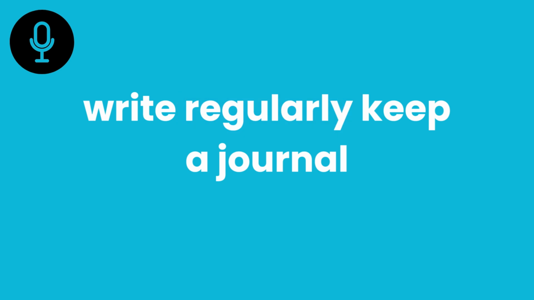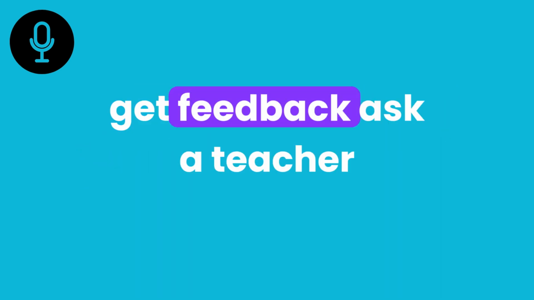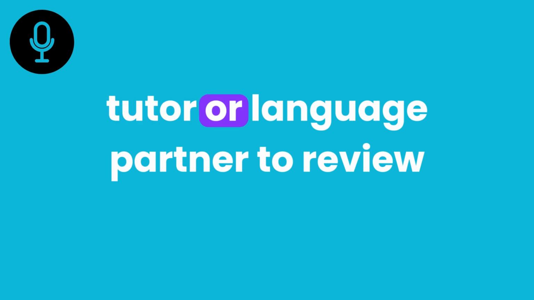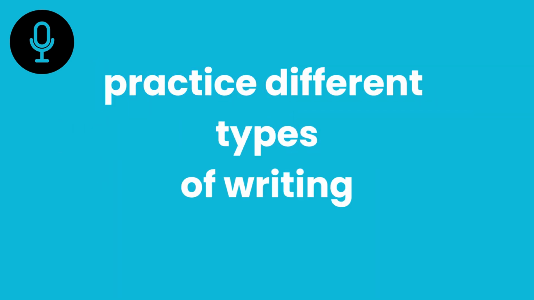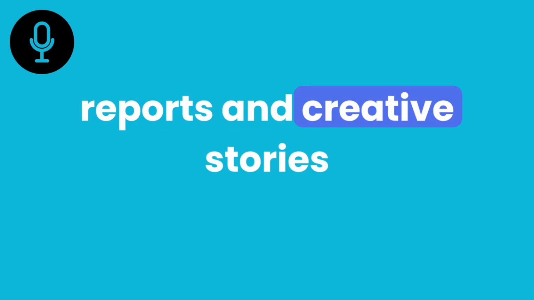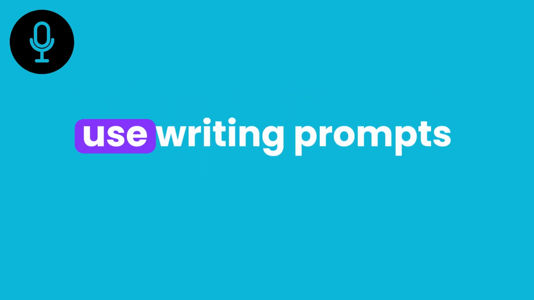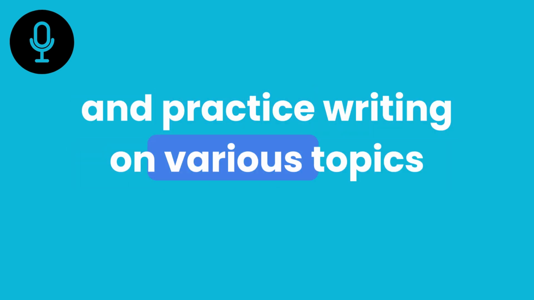Write regularly. Keep a journal, write essays, or compose emails in English. Get feedback: ask a teacher, tutor, or language partner to review your writing and provide feedback. Practice different types of writing. Write essays, letters, reports, and creative stories to practice different styles. Use writing prompts. Use prompts to spark your creativity and practice writing on various topics.